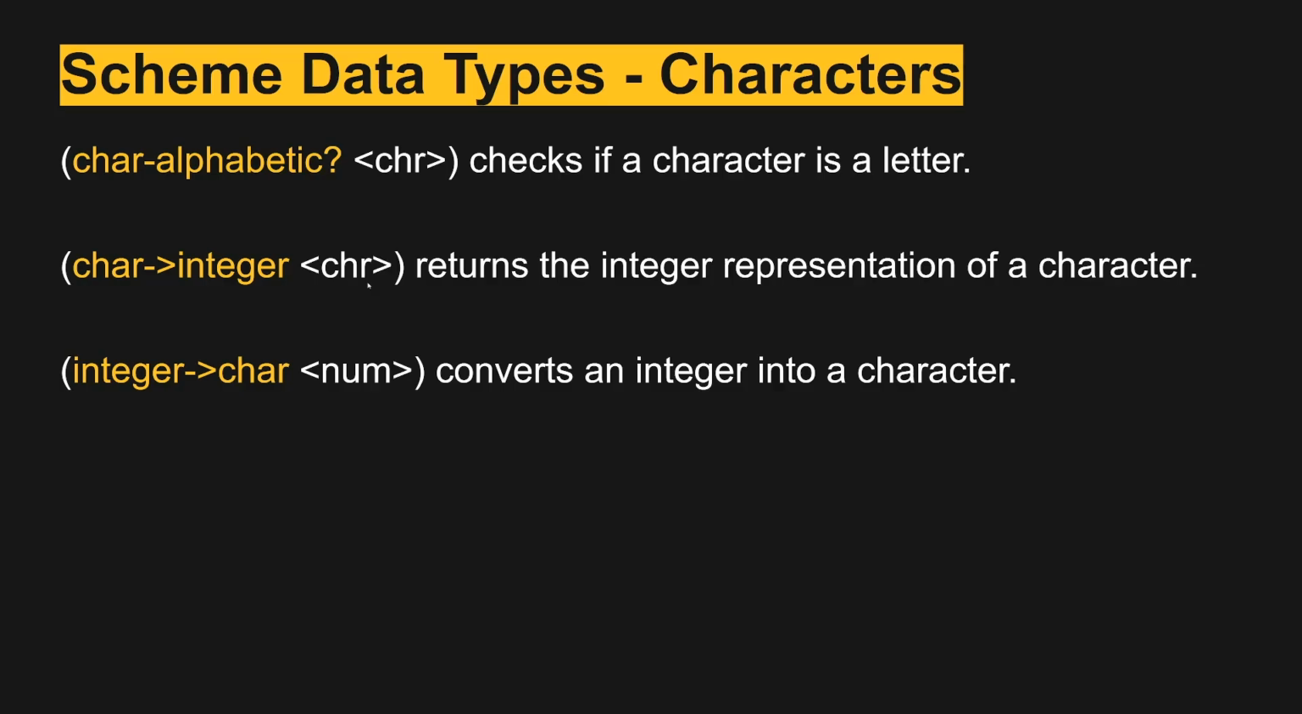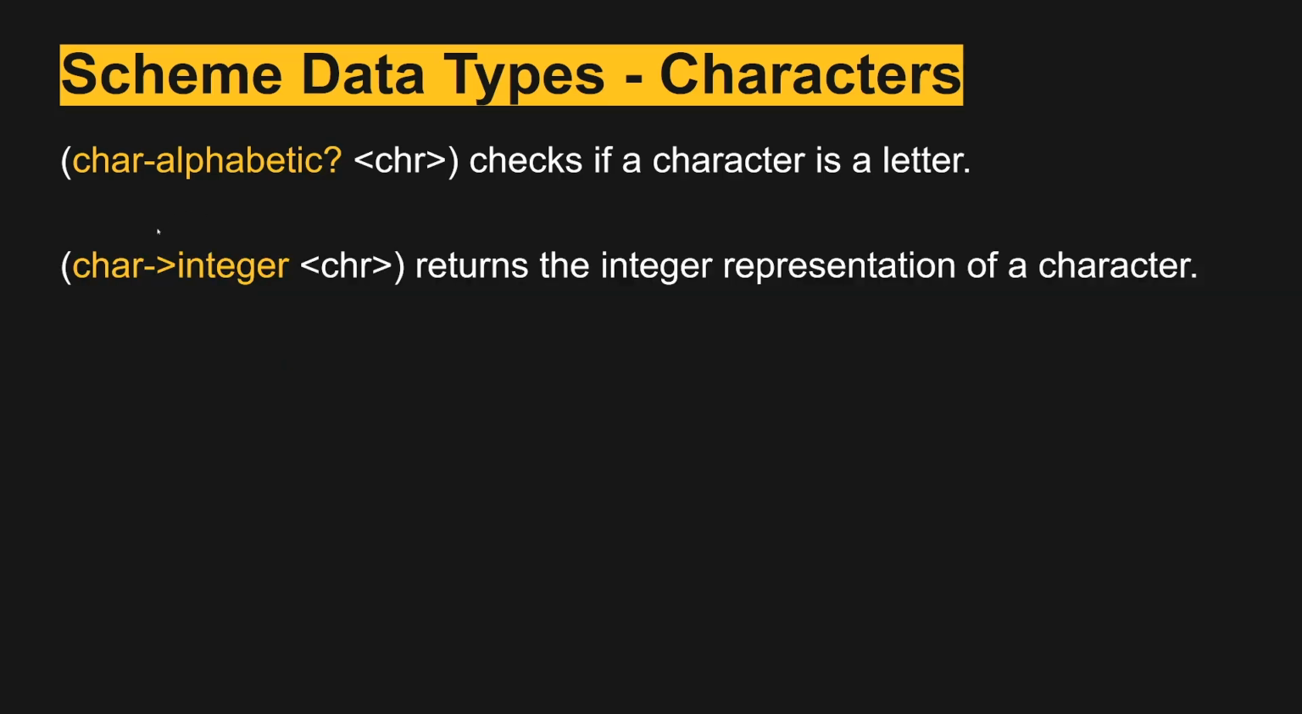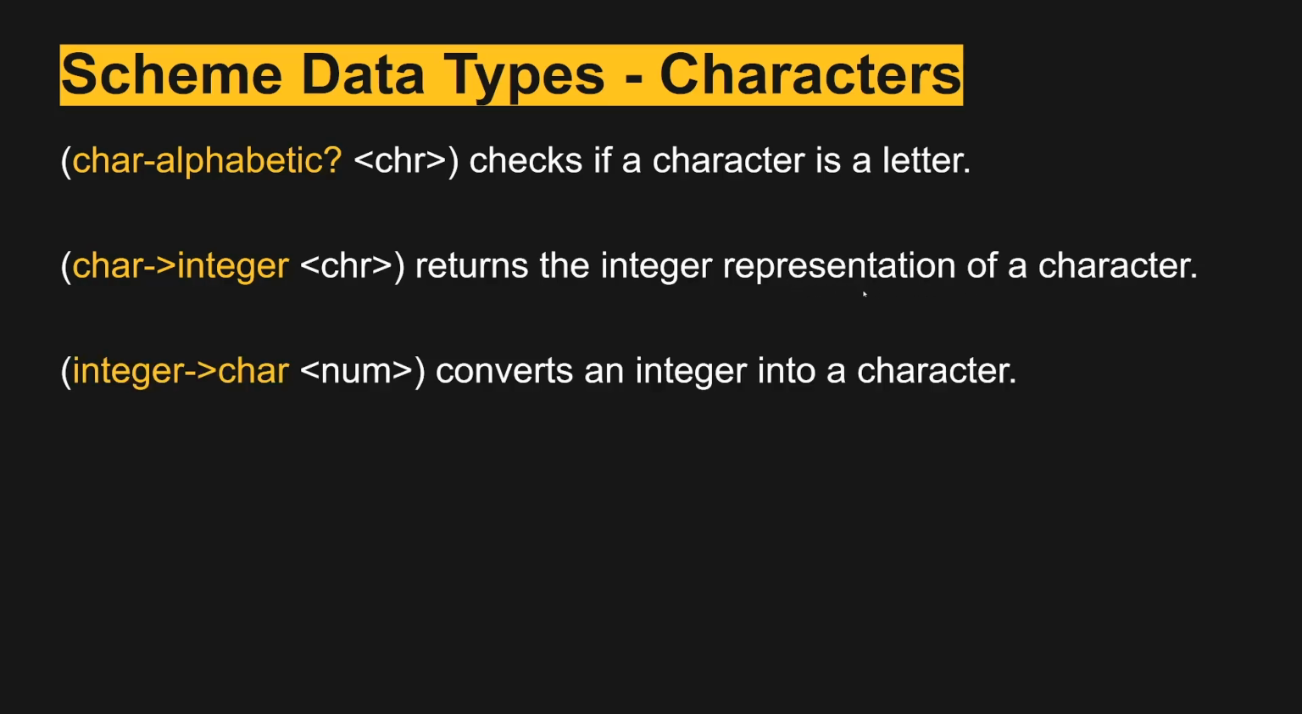I'm sorry, when it has the arrow in here, this will convert a character to an integer. The arrow means, in terms of nomenclature, that it's going to convert. We pass in a character and it returns that integer representation. We have integer to char, which goes the other way.